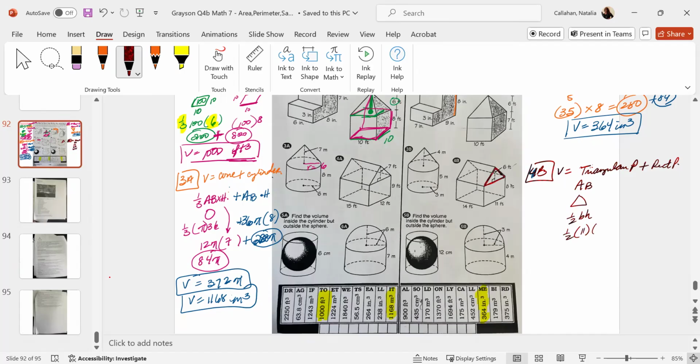What's your base? Look at the picture. You have to highlight that. You don't need to redraw it, just make sure you highlight it. So what is the base of that triangle you just highlighted? 11. What is your height? 6. Good. 1/2 of 6 is 3, correct? What's 3 times 11? 33. Good.